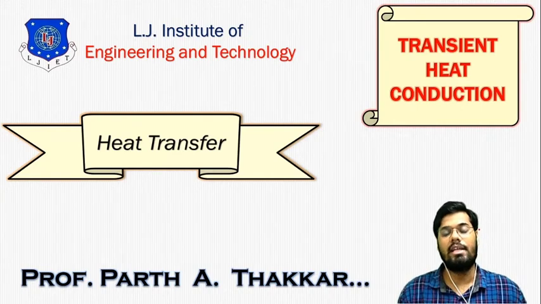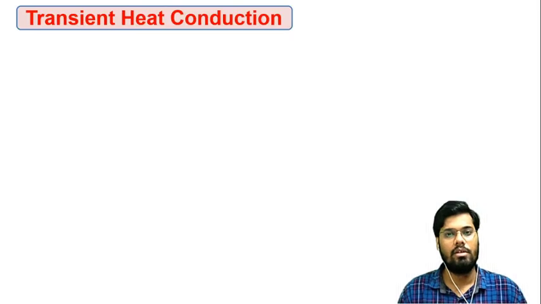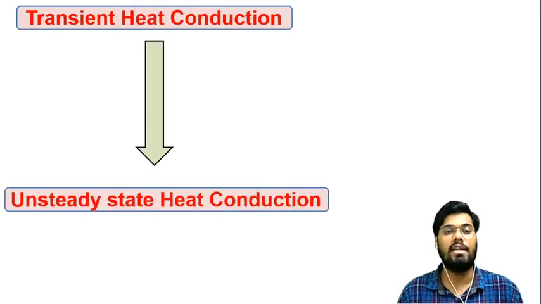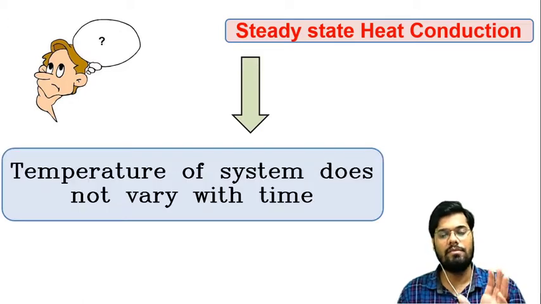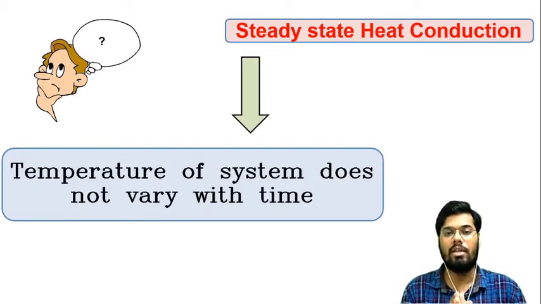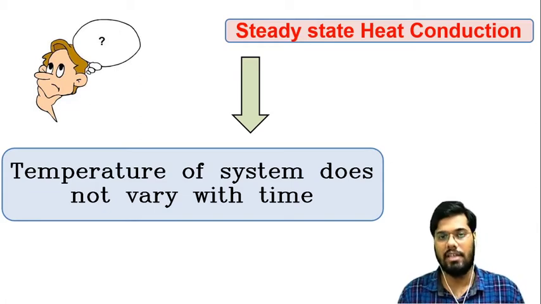In today's lecture, we are going to learn about transient heat conduction. To understand what transient heat conduction is, which is also known as unsteady state heat conduction, first we need to understand what steady state heat conduction is. We know that whenever the temperature of a system does not vary with time, then we can say that the system is in steady state.